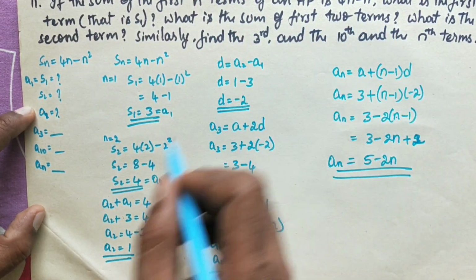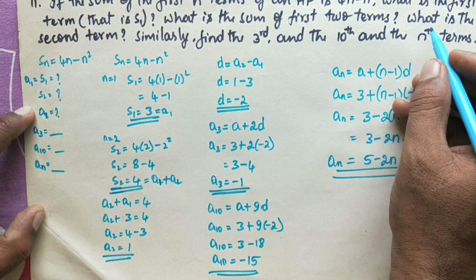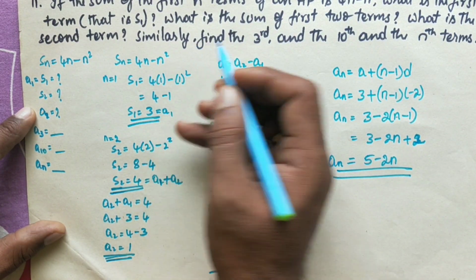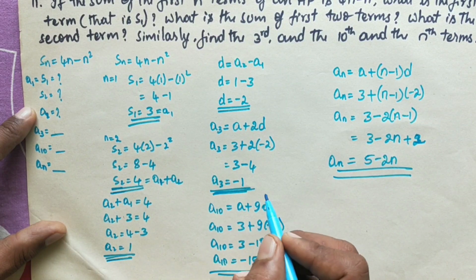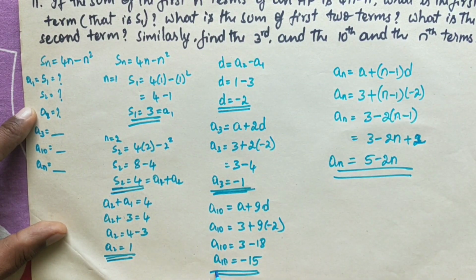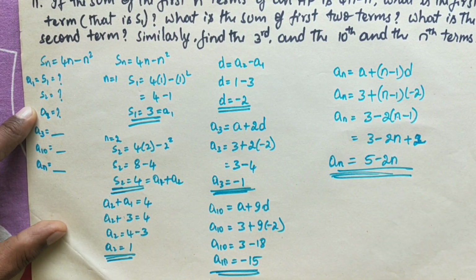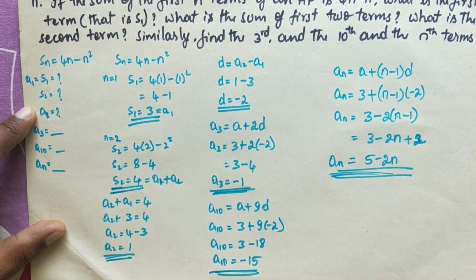What is the sum of first two terms? First two terms is S2. What is the second term? That is second term A2 is equal to 1. Similarly, we have found the third term A3 and the 10th term, and the nth term has been calculated. So this completes the problem.